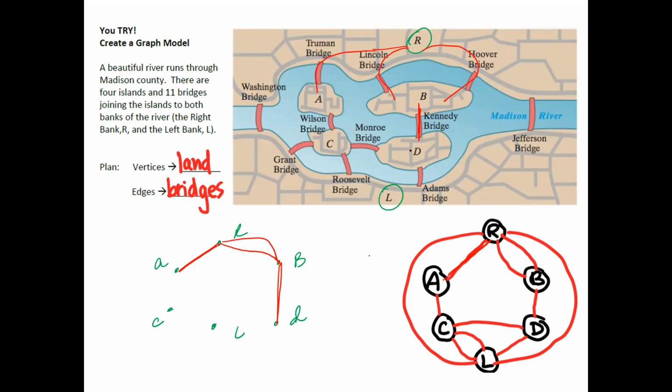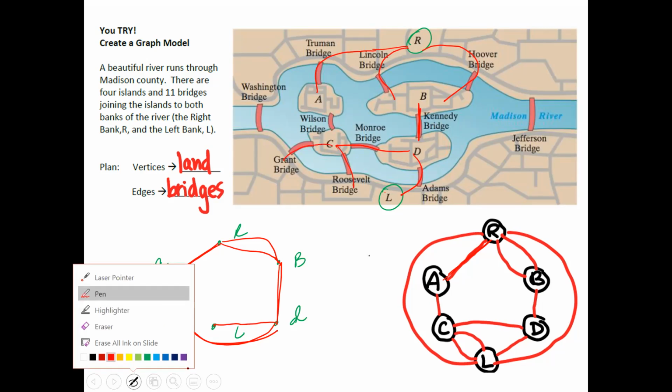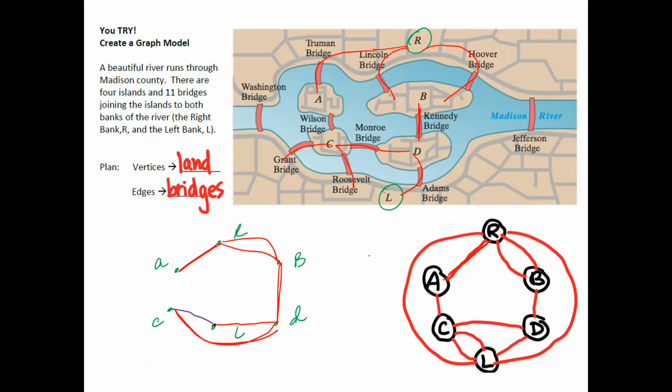And then from D, I can also cross to C. So D to C. D can also cross to L. So D to C, D to L. And then from there, I can go to C. C goes to L, and C can go to L using two different bridges. C goes to L twice. So 1, 2. And then L can go to R, crossing the Washington Bridge. So L goes to R.